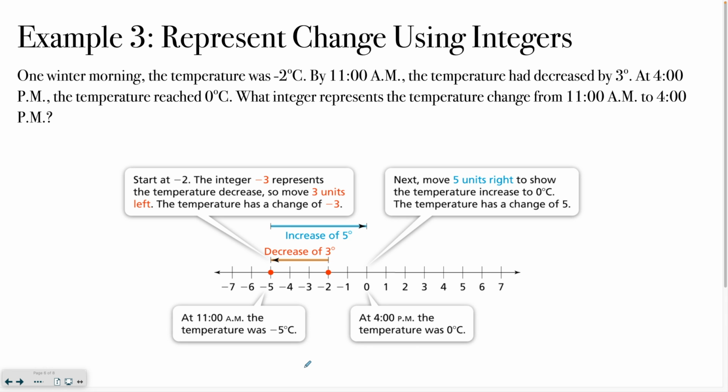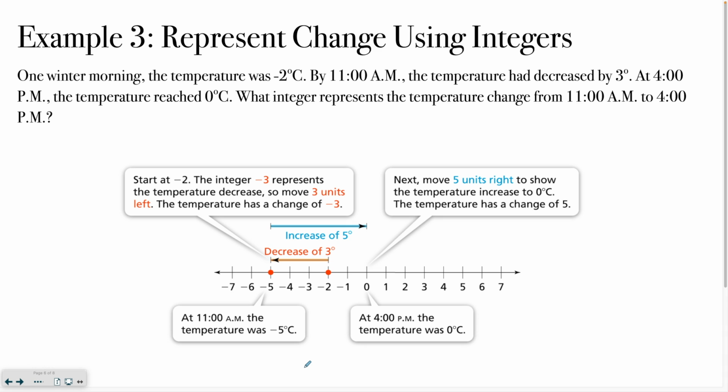Represent change using integers. One winter morning, the temperature was -2 degrees Celsius. By 11 a.m., the temperature had decreased by 3 degrees. At 4 p.m., the temperature reached 0 degrees Celsius. What integer represents the temperature change from 11 a.m. to 4 p.m.?